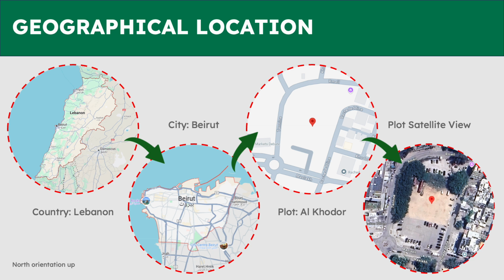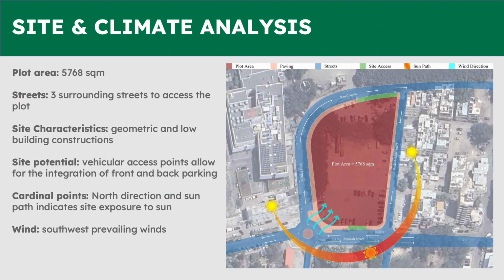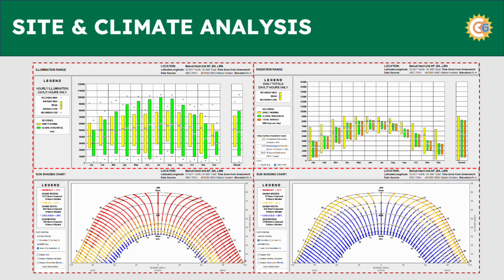The geographical location of the project is set in Lebanon, within Beirut and specifically in Al Khudr neighborhood. The entire plot area is 5,768 square meters with 3 surrounding streets and the potential for front and back car parking. The surrounding site characteristics are very geometric, with the prevailing winds from the southeast. The climate analysis focused on the illumination range, radiation range, and the summer and winter sun shading charts.